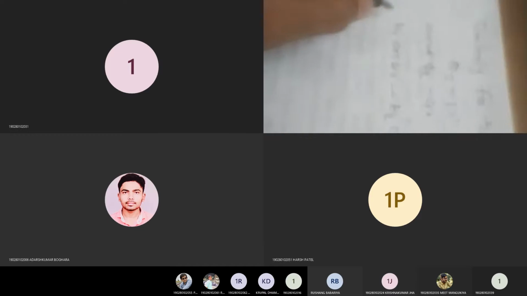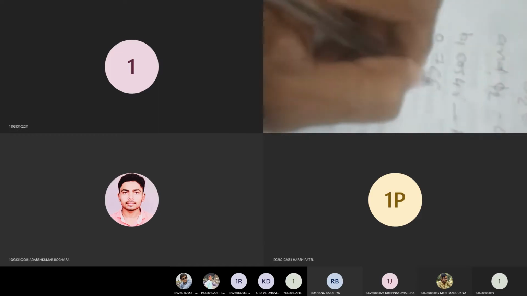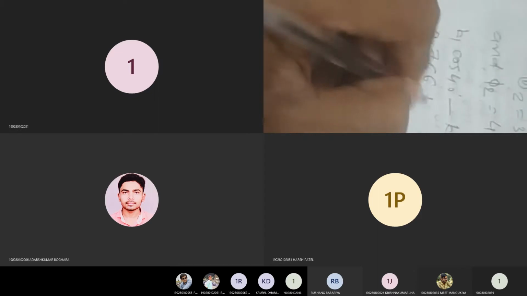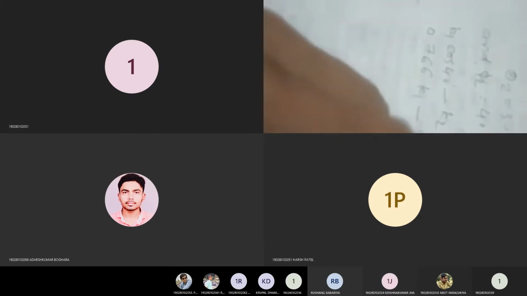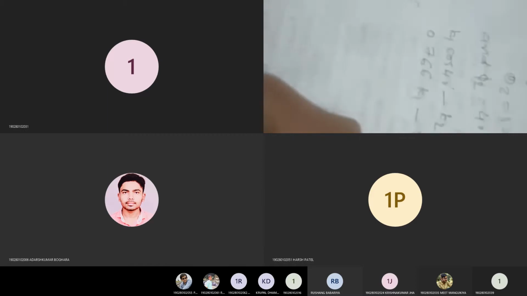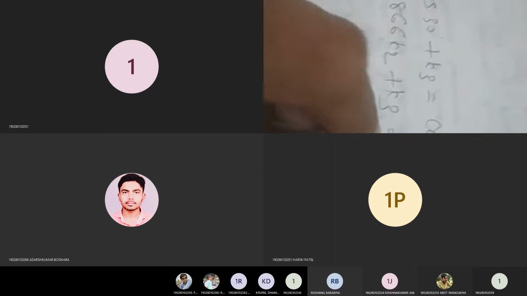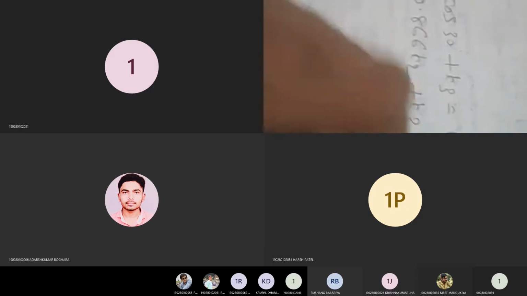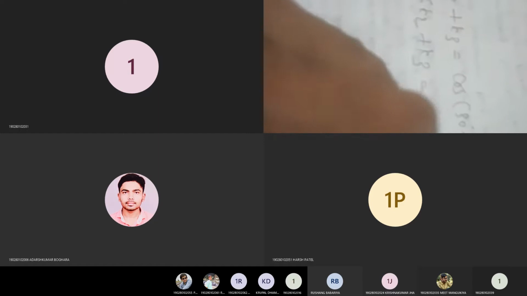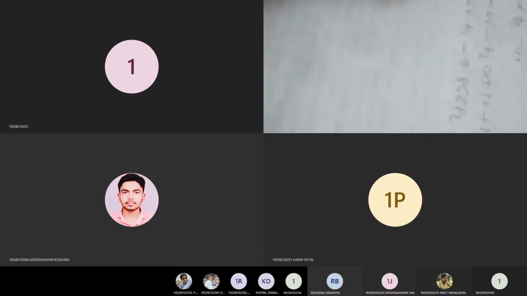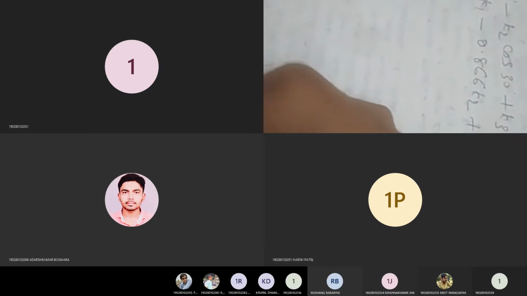Okay, so if you find cos 40, then 0.766 k1 minus 0.866 k2 plus k3 is equal to cos(30 minus 40), cos minus 10. That answer we are getting directly from the calculator, that is 0.985. So this is the second equation.